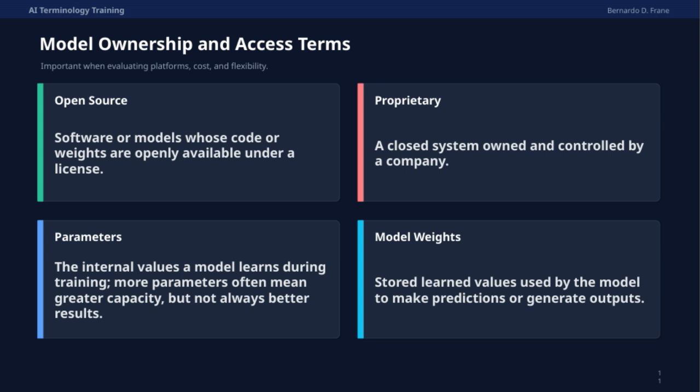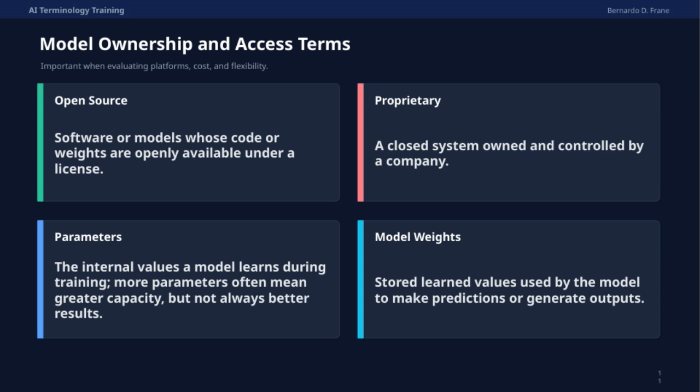Finally, understanding the ownership and access terms of models is crucial, especially when evaluating different platforms. These terms influence cost, flexibility, and how you can use the technology. Always consider these factors carefully to choose the right solution for your needs. And that wraps up this overview of model weights, parameters, and the importance of understanding ownership and access terms in AI.